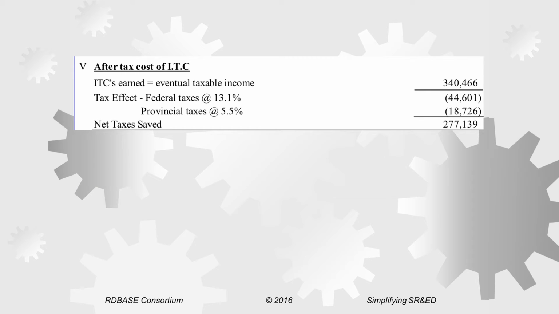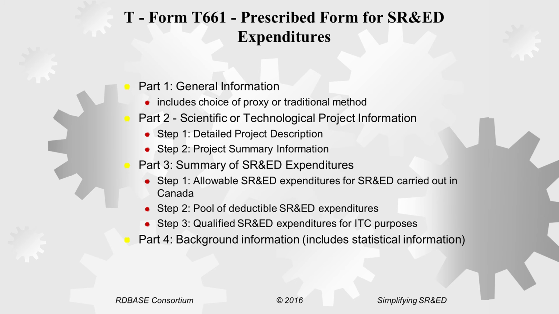Okay. And then, as we said, the tax credits come into income, some in the current year if they're provincial, next year if they're federal, and then you're going to pay tax on that at whatever your corporate rate is, whether you're a CCPC or a foreign corporation. Okay. So the T661 form, we've gone through it. You have general information, project information, expenditures, and then statistical information.